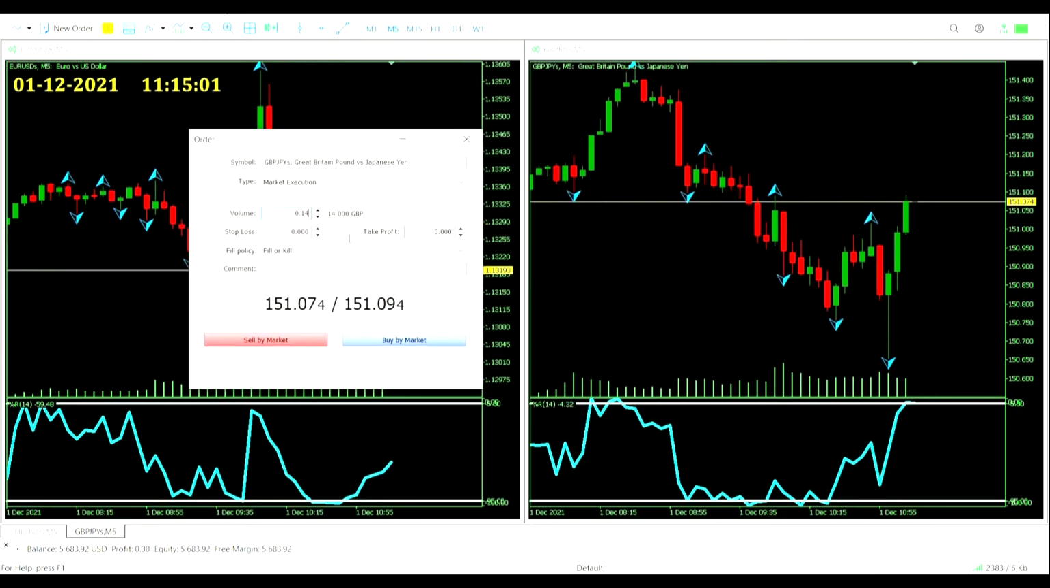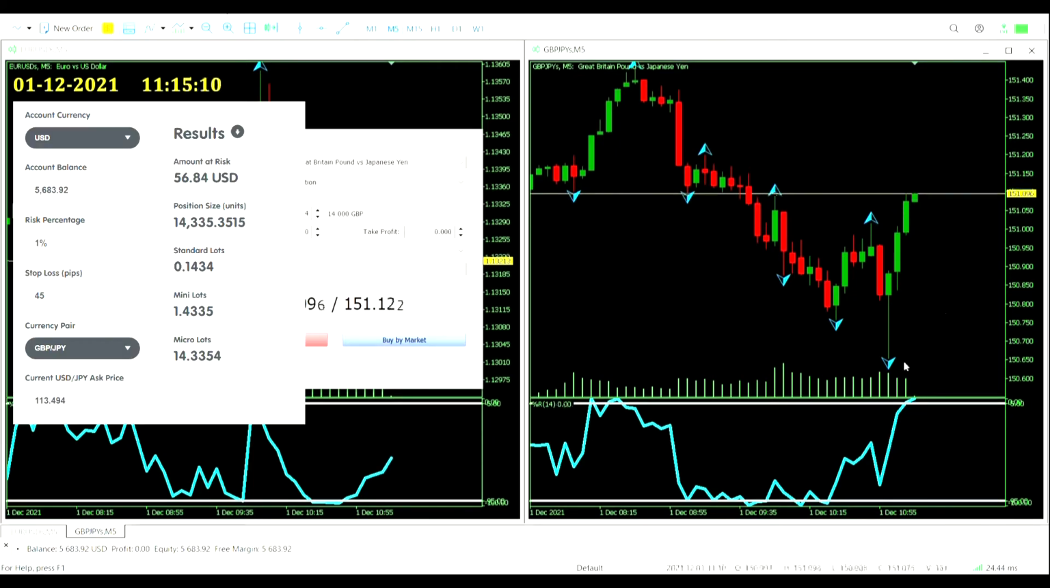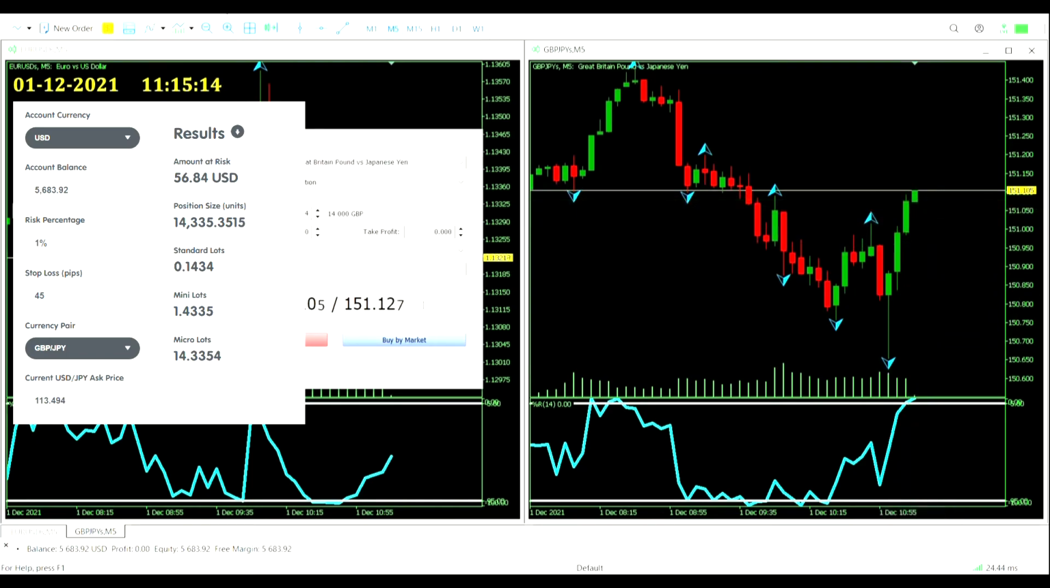That's getting you back. Sell signal comes through at the last second, I think. Let's check that. Yeah, negative 4.09. So we're in the overbought territory. You can see we measured it out from here up there. We've called that 45 pips. And so we'll sell off the market for 0.14 standard lots.